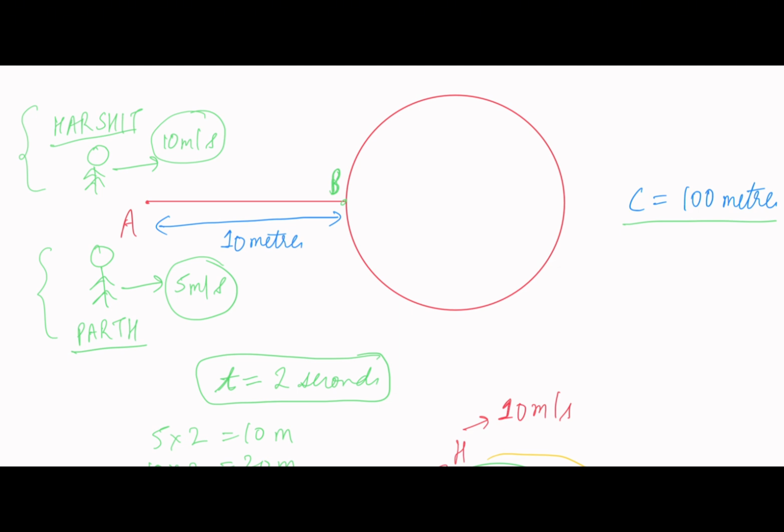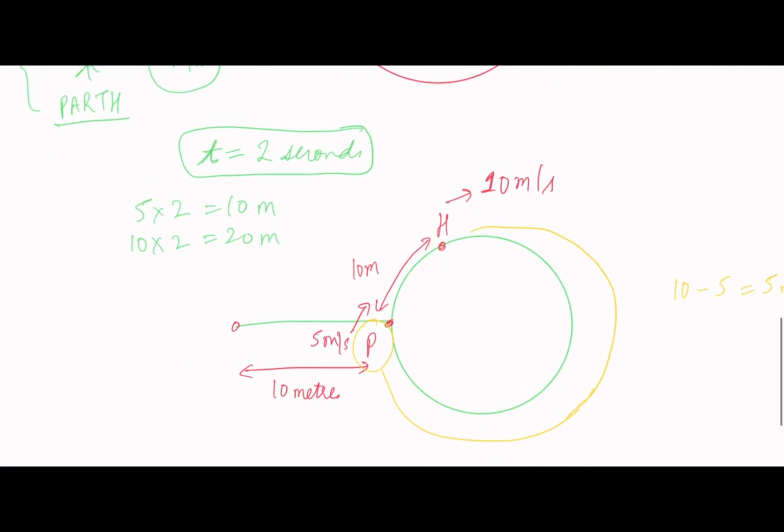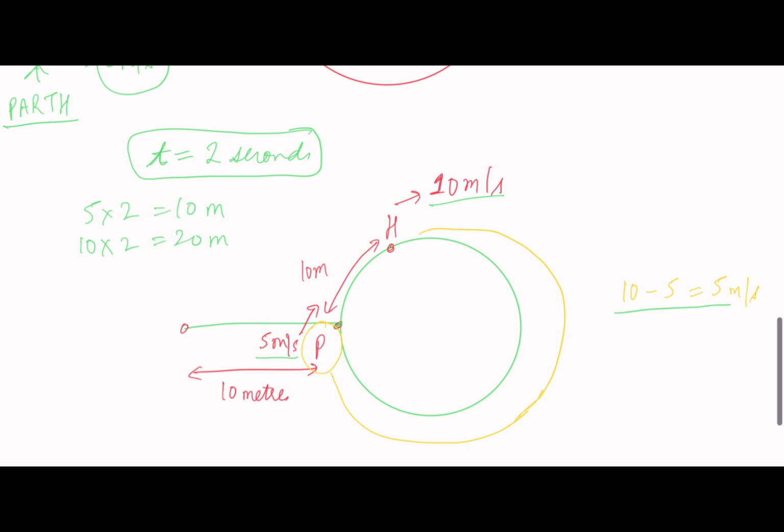Let's try to draw their positions after 2 seconds on our diagram. Parth is going to be here, just at the entry point of the cycle, and Harshit will be 10 meters ahead. As we know that they are going in clockwise direction, and Harshit's speed is 10 and Parth's speed is 5. From relative motion, if we keep the frame of reference on Parth, then Harshit's relative velocity will become 10 minus 5, 5 meters per second.